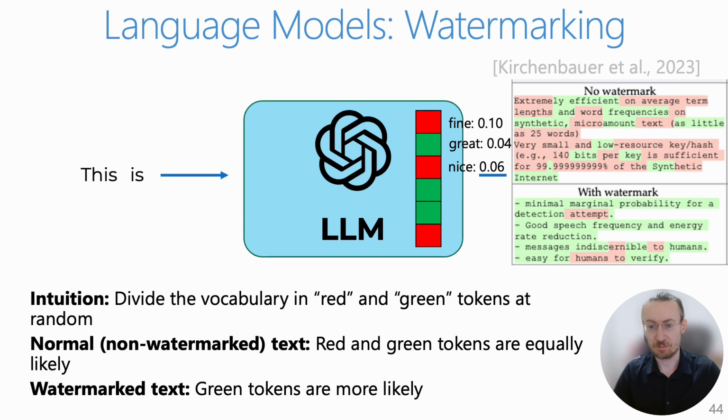So here, given our small dictionary with tokens being fine, great, and nice. In the previous case, we generated the token fine because it has the highest probability. However, now the token fine is on the red list, so the LLM is not supposed to generate this token. So the LLM just uses the next token that is in the green list with, in this case, a higher probability of 0.04 and generates this token instead of fine. So the final outcome would be this is great if we use the watermarking instead of this is fine without the watermarking.